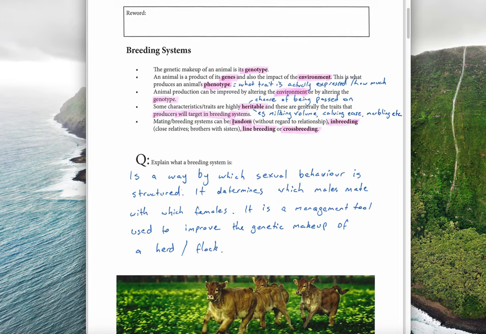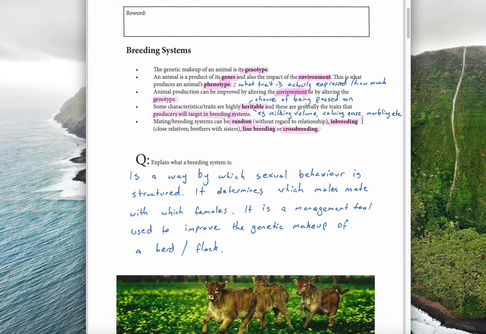You could have a completely random system, so you wouldn't bother about thinking, I want to breed this animal with this animal. You just put males with females and they breed how they will, and you get what you get, and that's random. There's no kind of plan, there's no way of doing it. It's just completely random. The other option is inbreeding, where you're just breeding close relatives or brothers with sisters.